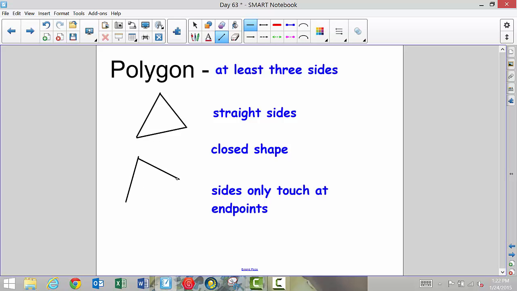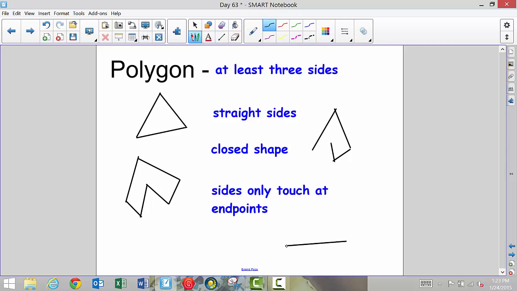Also, you can have a square, a rectangle. This is also a polygon that I'm drawing. That's a polygon. This case I'm drawing right now is not a polygon because it's not closed. It has an opening. And if I draw something with a curve, so a half circle is not a polygon.